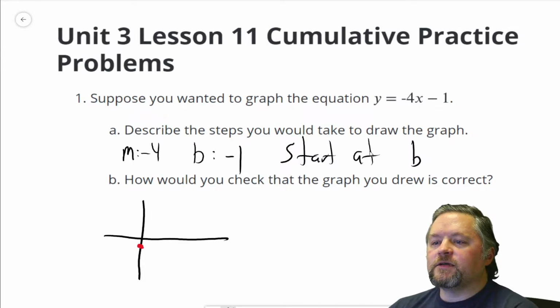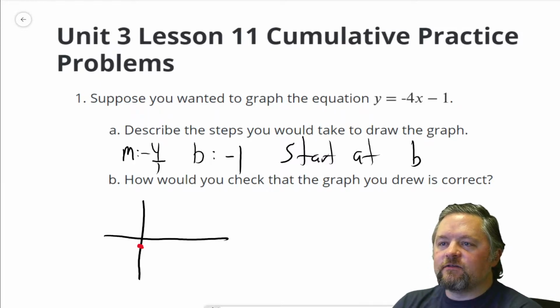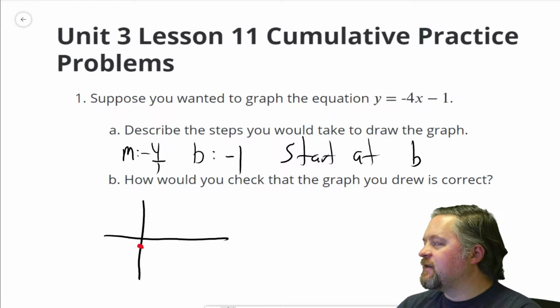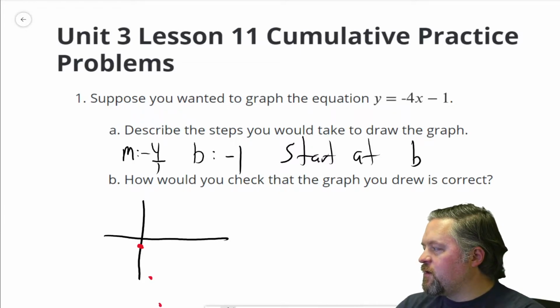Then look at my slope. My slope is negative 4, which means think about that as a fraction. Negative 4 is negative 4 over 1. So that's our rise and run. I want to rise negative 4. What does it mean to rise negative 4? It means I'm going to go down 4 and over 1.